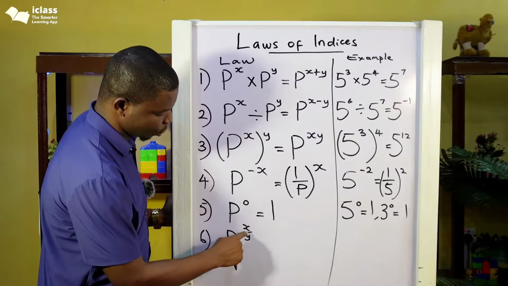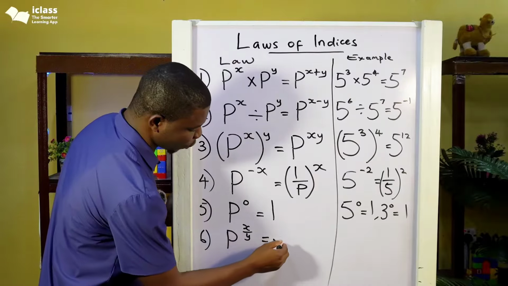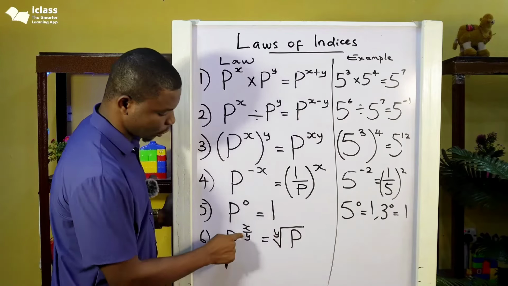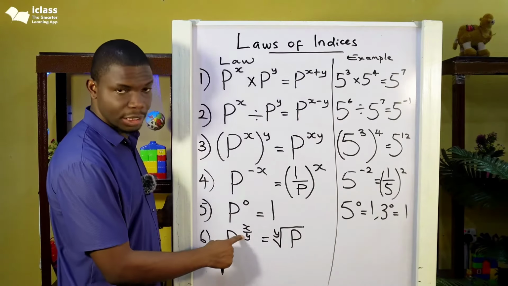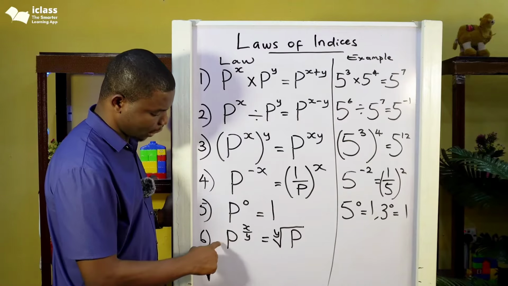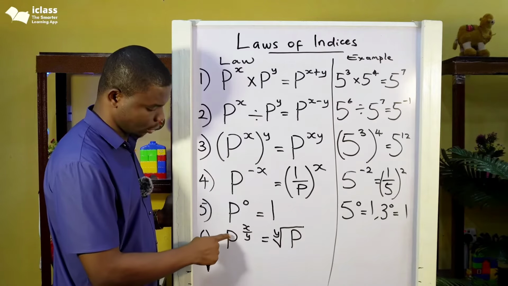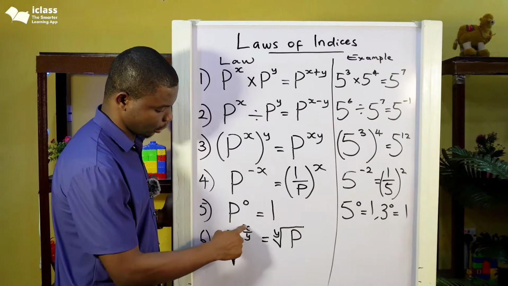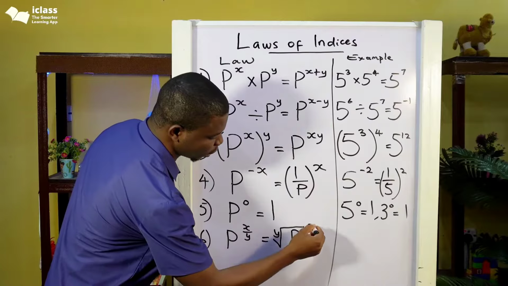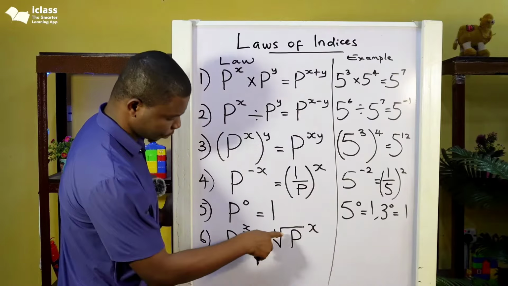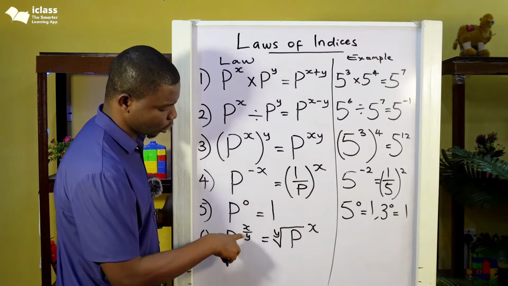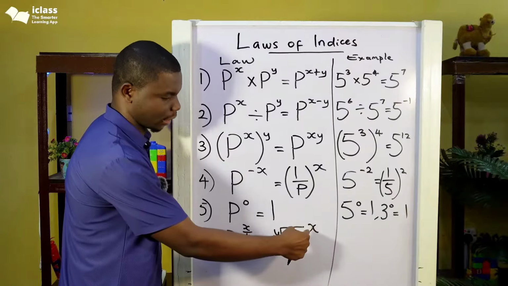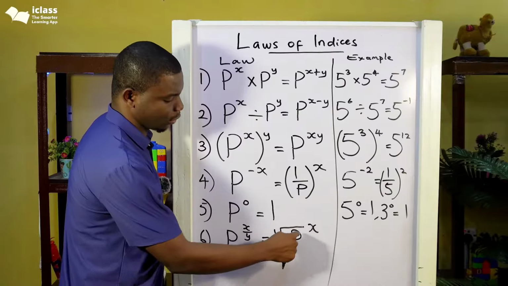P to the power x over y. This will be the y-th root of p. So this denominator in the power will be the root of the base of the index, then this numerator would be the power. So if you say p to the power x over y, this will be the y-th root of p raised to power x.